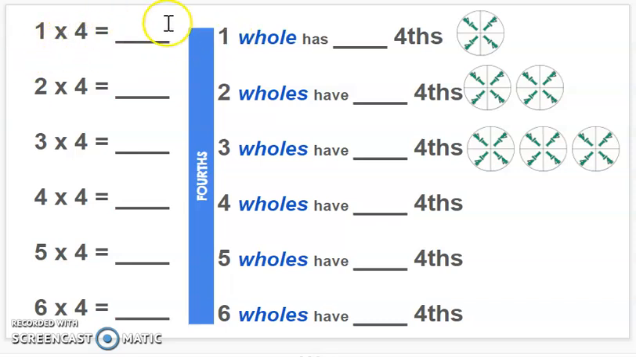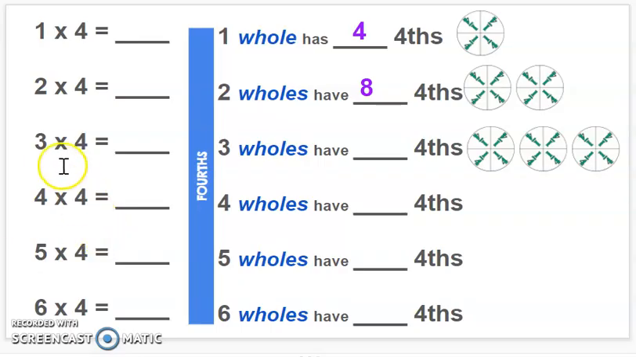So one group of 4 has 4, but one whole, when we're talking about fractions, has how many fourths in it? 4. Let's look at the next one. We know 2 times 4, 2 groups of 4 is 8. If we have 2 wholes, how many fourths will we have? 8. Are you beginning to notice a pattern?